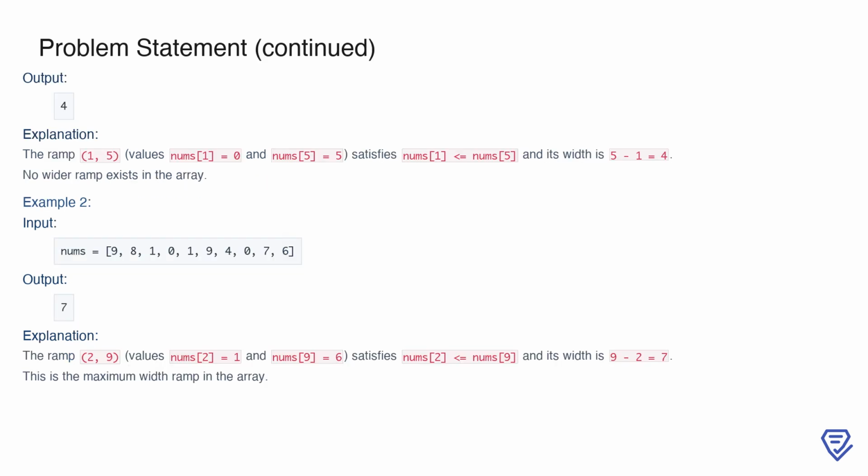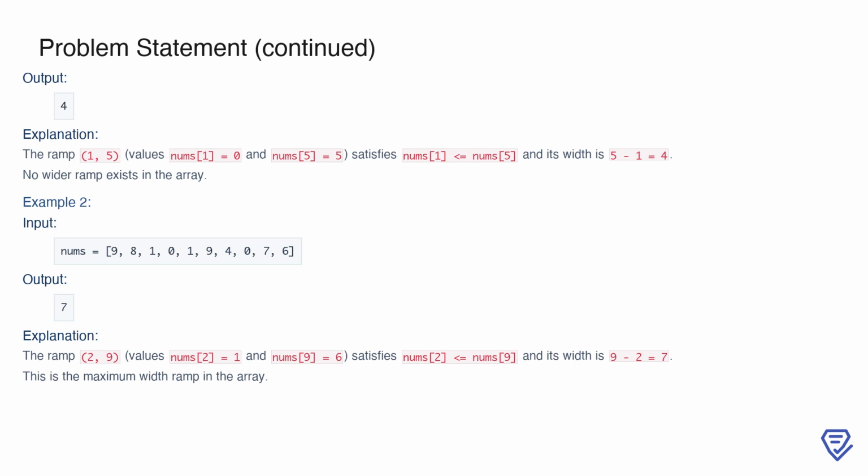Consider the first example where the input array is nums equals 6, 0, 8, 2, 1, 5. The output is 4. Here's why: the ramp (1, 5) satisfies the given conditions. Specifically, the value at index 1 is nums[1] equals 0, and the value at index 5 is nums[5] equals 5. Since 0 is less than or equal to 5, it meets the criteria for a ramp. The width of this ramp is 5 - 1 equals 4. No other ramp in the array has a greater width. For example, while (0, 2) is also a ramp, its width is only 2.